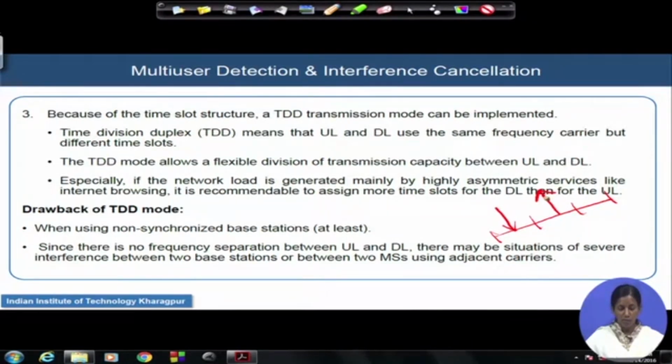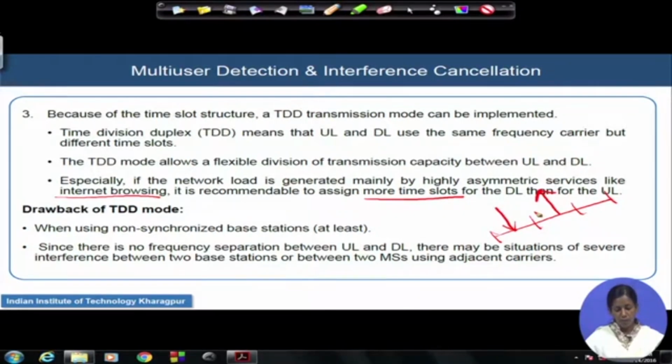can be flexibly divided between the uplink as well as the downlink. And so, for highly asymmetric services, if the network load is generated, suppose for internet browsing kind of highly asymmetric services, in that situation it is recommendable to assign some more time slots for the downlink than the uplink. So, variable adjustment of the time slots also is possible based on the kind of demand, the kind of application currently going on and loading the traffic of the network.